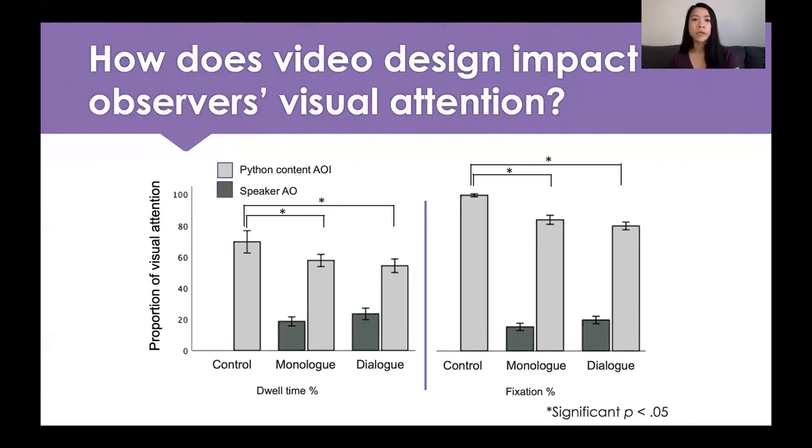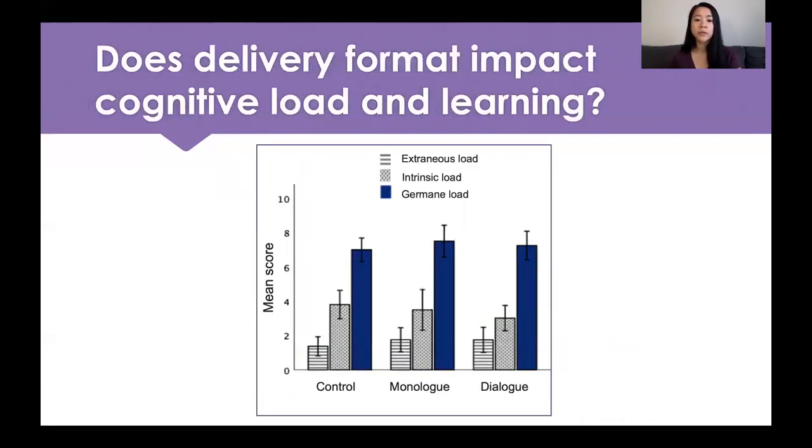Given that, firstly, the speakers in the videos attracted visual attention, and secondly, that this was at the cost of attention paid to the learning content, the Python content, how are factors like cognitive load and learning impacted across the conditions? There are 3 types of cognitive load identified in the literature: extraneous load, intrinsic load, and germane load. We checked if each video type affected these, and the results are displayed here. Our results show that these were not impacted by the type of instructional video, as confirmed by frequentist and Bayesian statistics, providing substantial evidence for the null model.